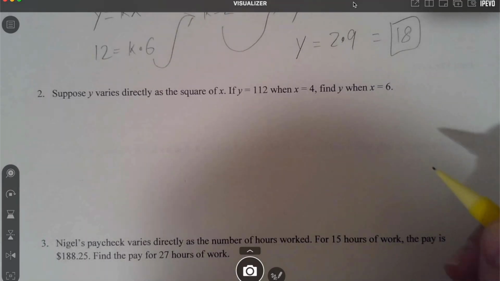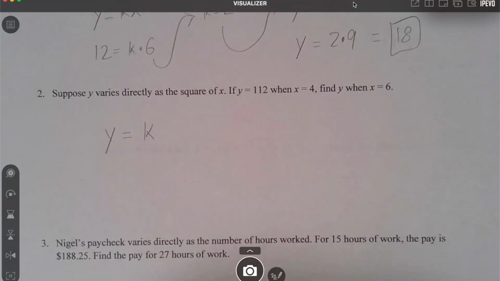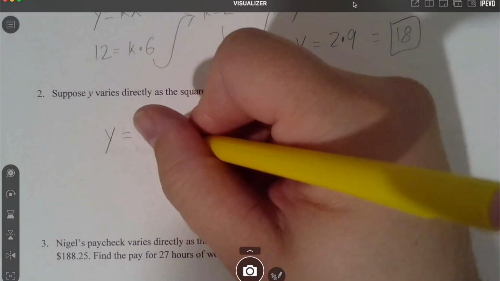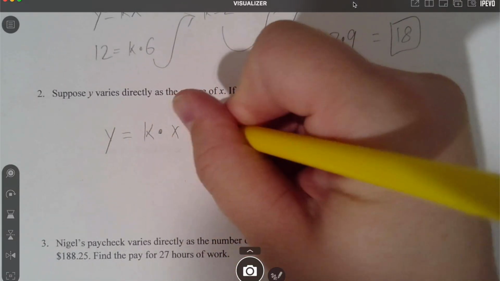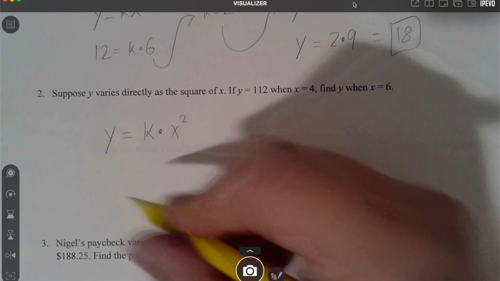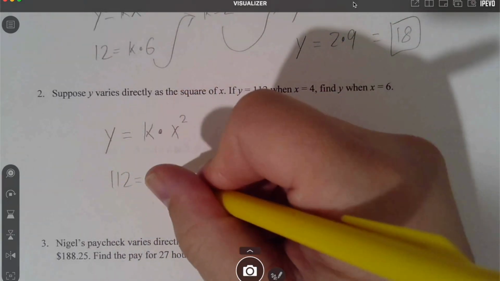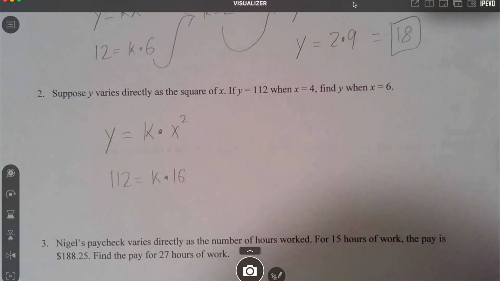All right. This one has that extra wording, so it says y varies directly as the square of x. So y equals k times the square of x. That's my initial formula. Now we're doing step 2, plugging in, and we get 112 when x is 4. Careful, square it, that's 16.